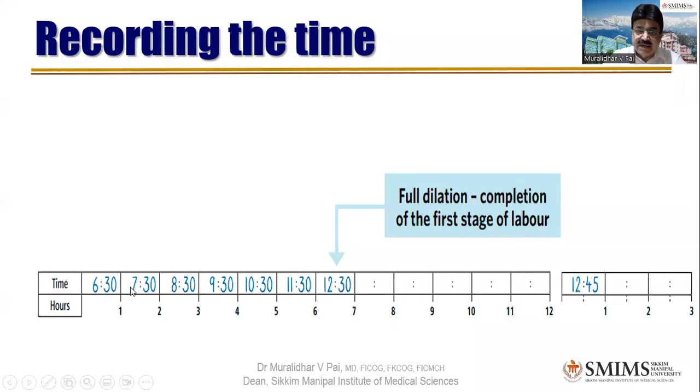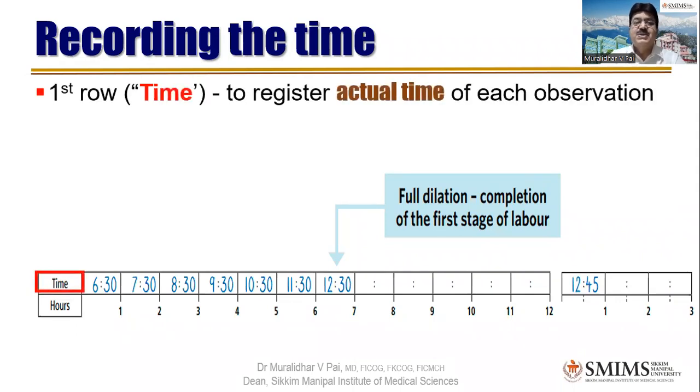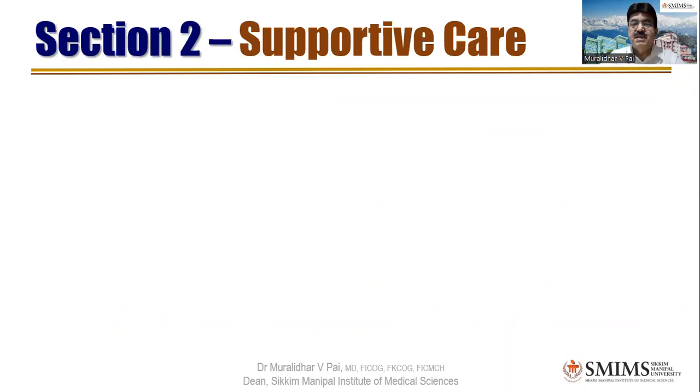Okay, so this is how, as I said, patient came at 6:30, and at the end of 1 hour, it is 7:30. At the end of 2 hours, it is 8:30. 3 hours, it's 9:30. And she entered the second stage hardly within 6 hours of 5 centimeters, and that is at 12:45. So it's quite okay. She didn't take 12 hours.